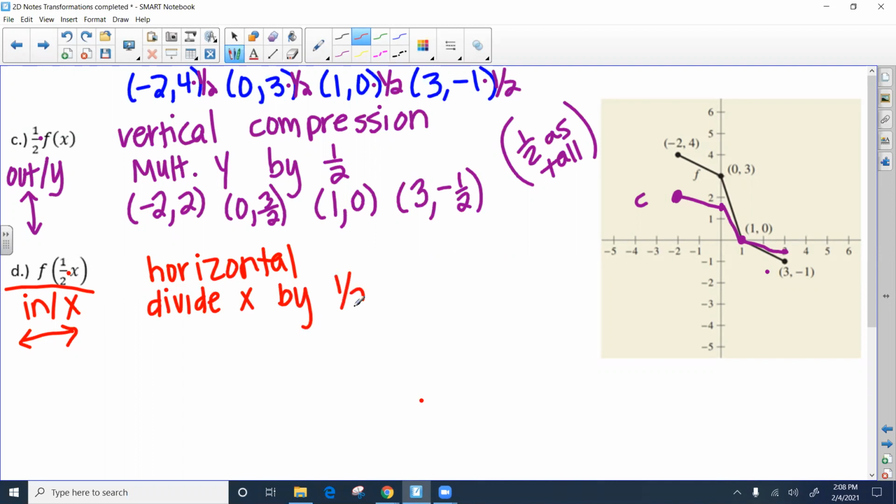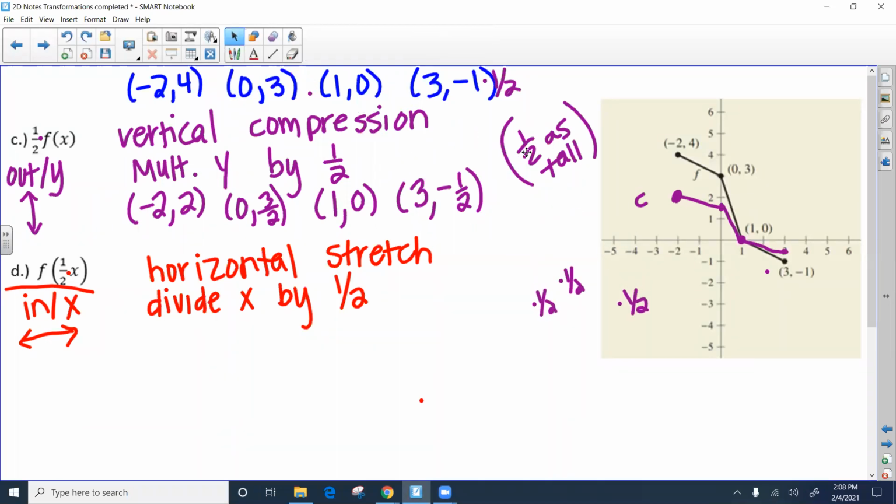So instead of multiply by a half, we're going to divide the x values by a half. Okay. Now, dividing by a fraction or a decimal is actually going to make our x values bigger. And we'll see when we actually do the operations why that works. So dividing x by a half is going to make my x values bigger. So this is going to be a horizontal stretch. So this one, f of 1/2 x, is a horizontal stretch. To do the operation, we're going to divide the x values by a half. So coming back up to our original points in blue, this time I'm going to divide all the x values by a half.